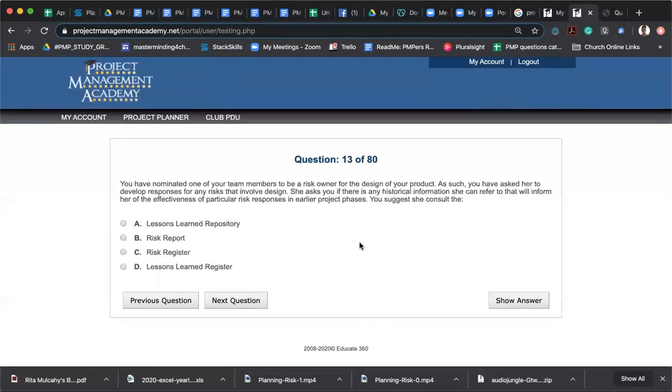All right. You've nominated one of your team members to be a risk owner over the design of your product. As such, you have asked her to develop responses for any risk that involves design. She asks you if there's any historical information she can refer to that will inform her of the effectiveness of particular risk responses in earlier project phases. You suggest she consult the A, lessons learned repository; B, risk reports; C, risk register; D, lessons learned register.